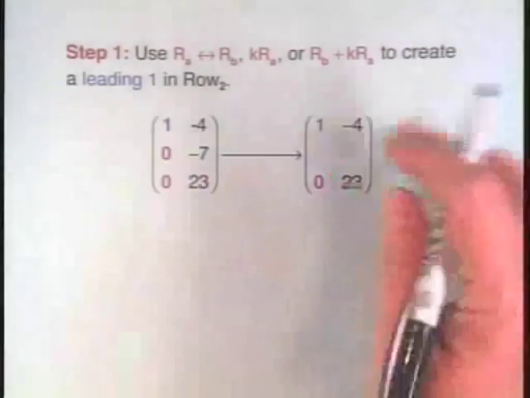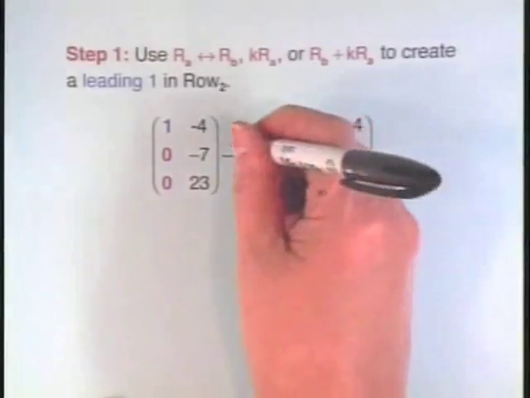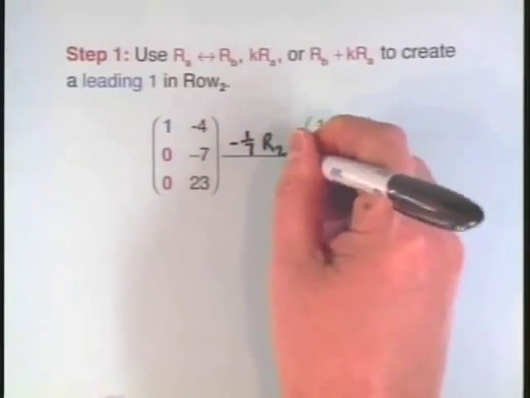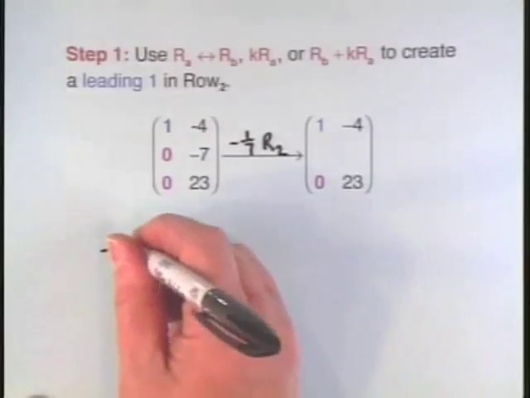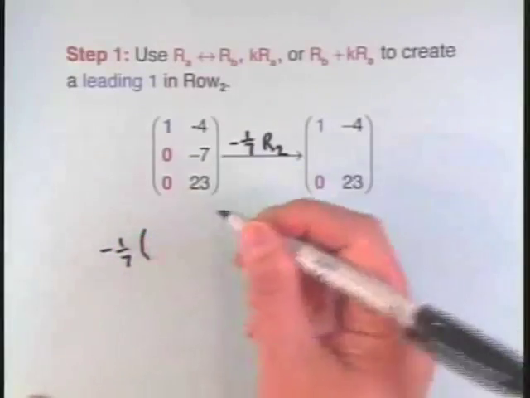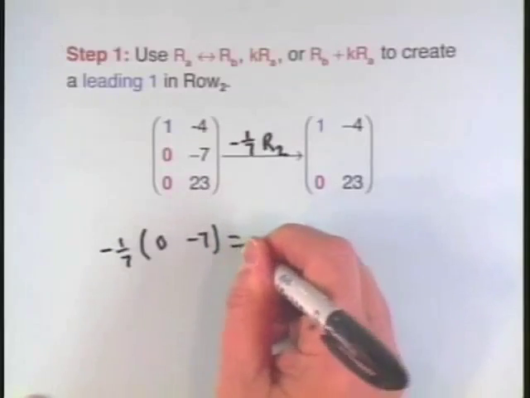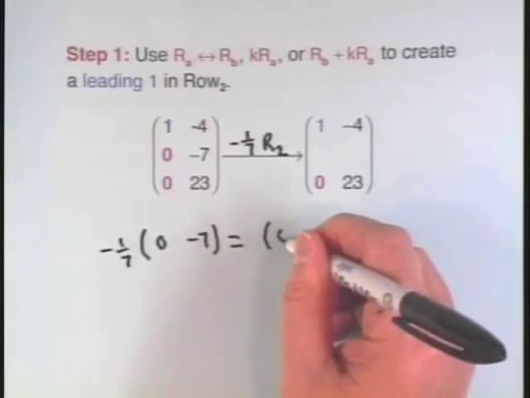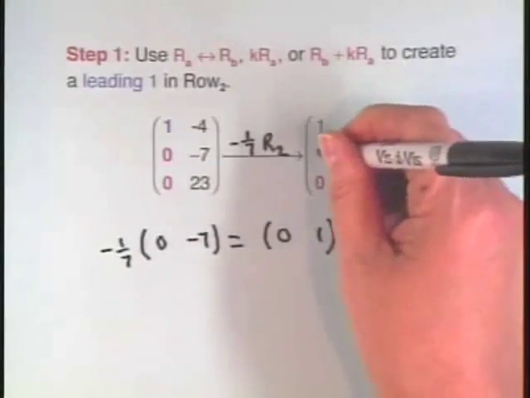So our operation is going to be -1/7 times row 2. Rows 1 and 3 stay the same. So we take -1/7 times row 2 with entries 0, -7. Do the multiplication and we get values of 0 and 1. This is our new row 2.